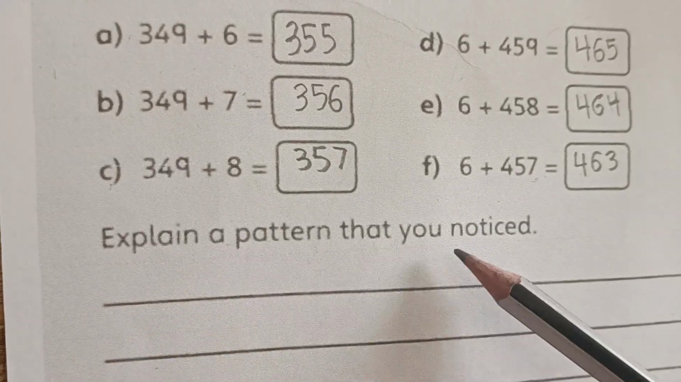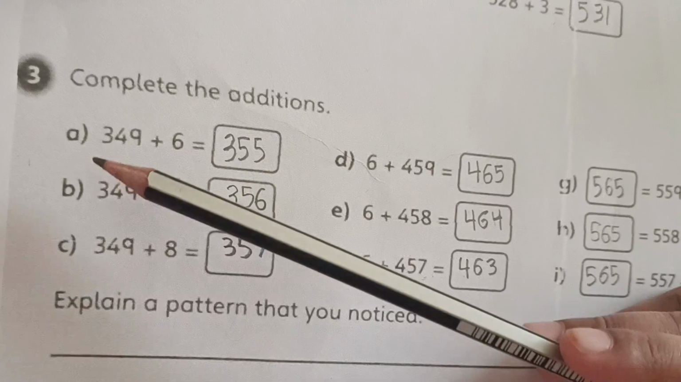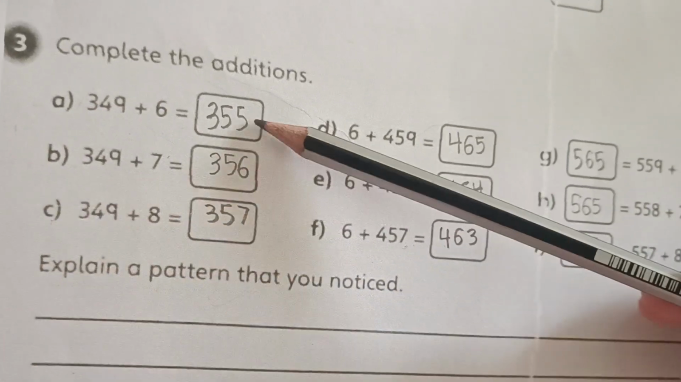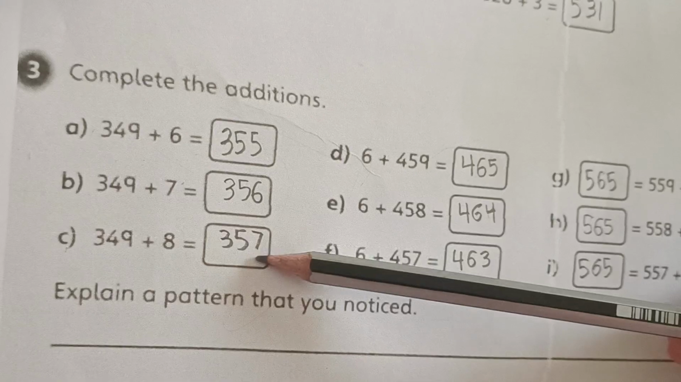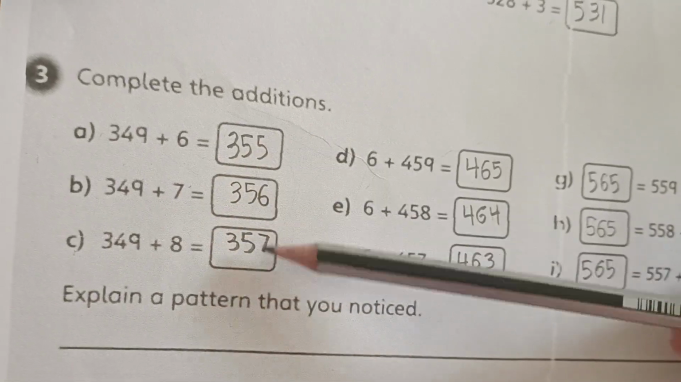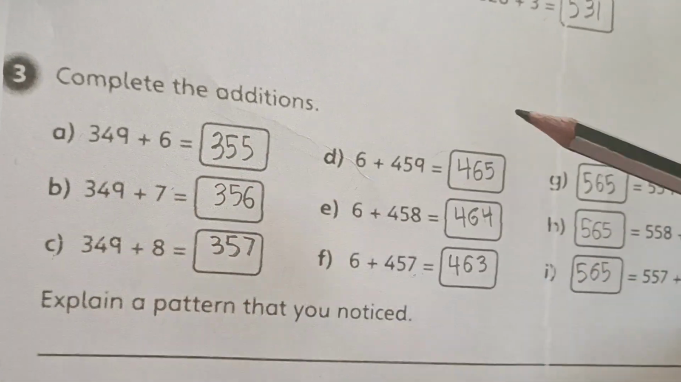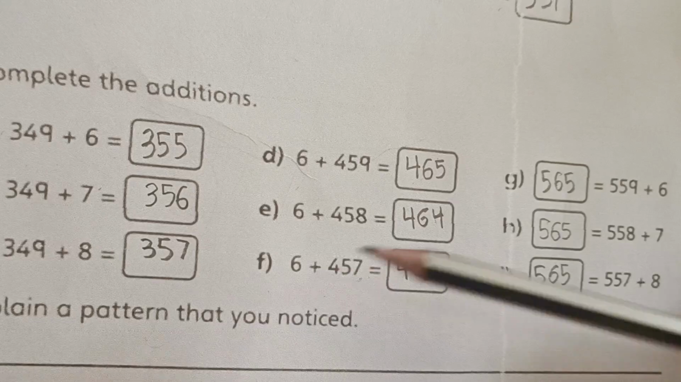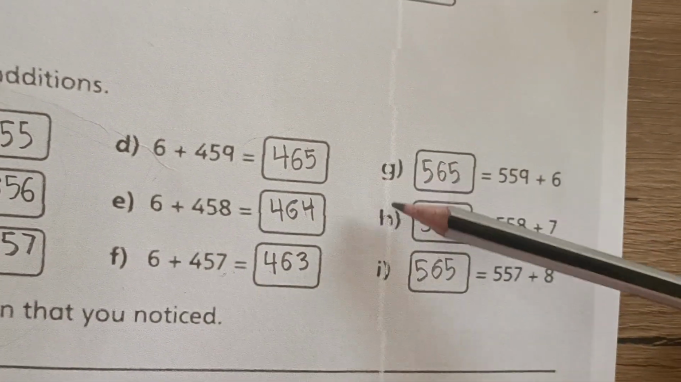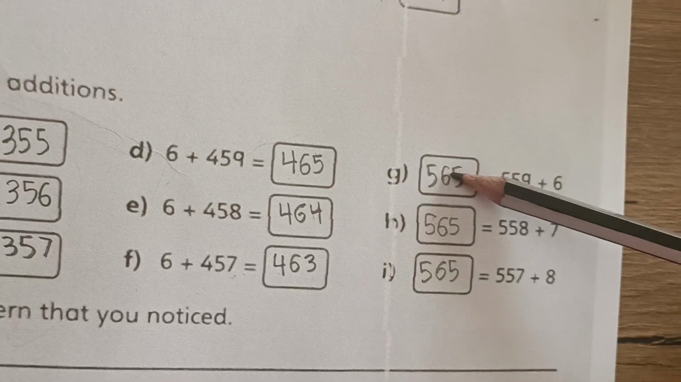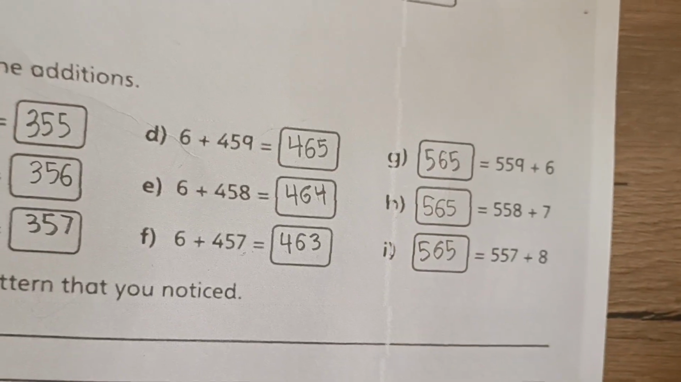Explain the pattern that you noticed. A, B and C have the ones number always adding up when I'm adding, and D, E and F have a number that is reducing. G, H, I have the same number.